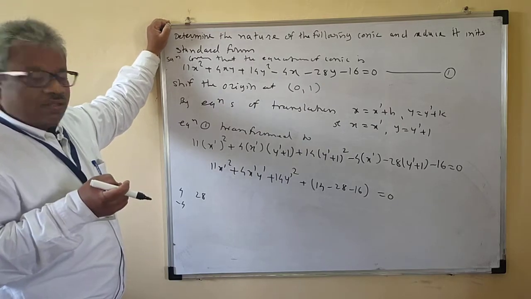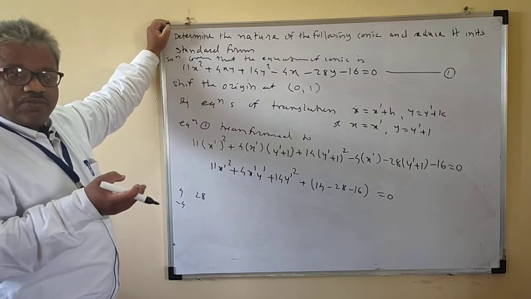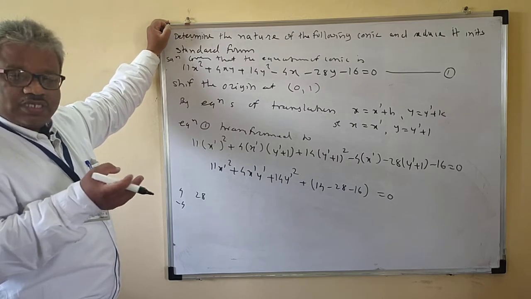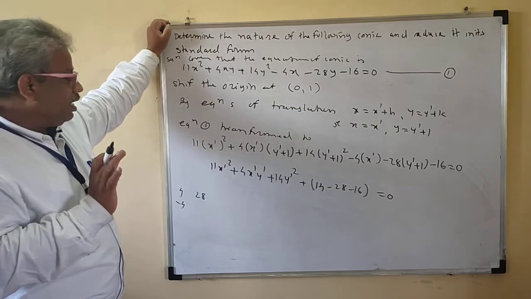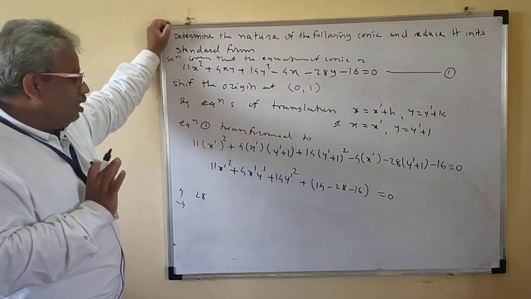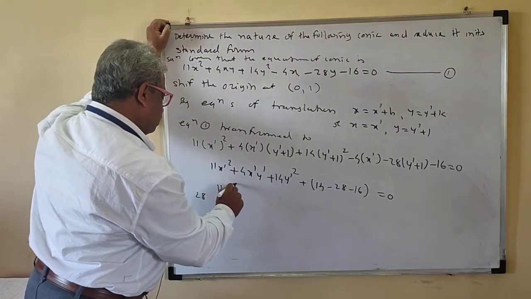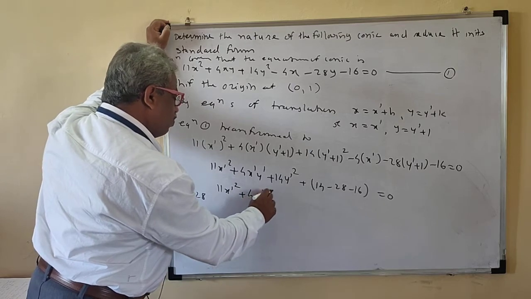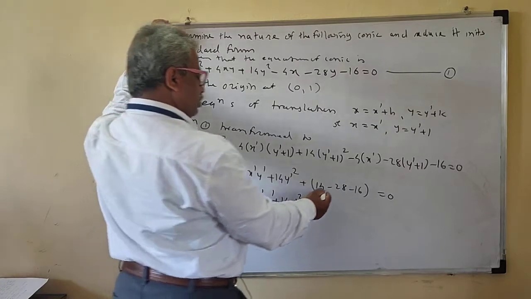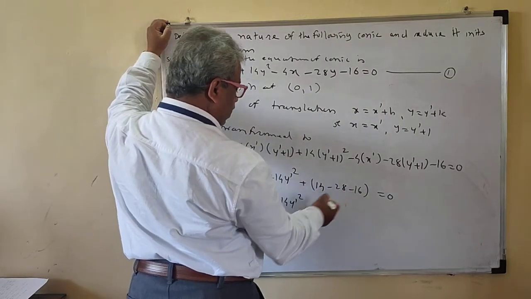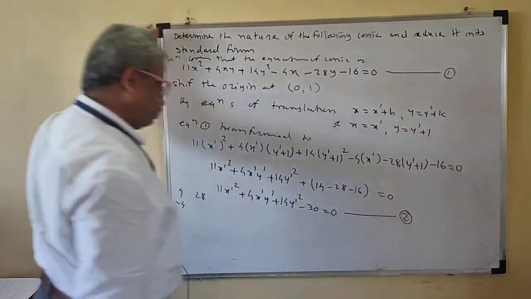If you shift the origin to the center, then the equation we get is free from the first degree terms, and it will not change the coefficient of the second degree terms. Only the constant will be changed. So this is 11x prime square plus 4x prime y prime plus 14y prime square, and the constant is 14 minus 28 minus 16, so minus 30 is equal to 0. We call this equation 2.